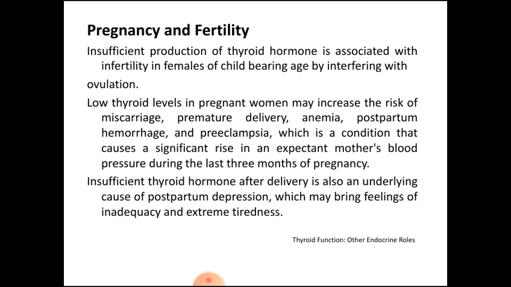So in the next slide, pregnancy and fertility. What is the relation between pregnancy, fertility, and the thyroid gland? Insufficient production of thyroid hormone is associated with infertility in females of childbearing age by interfering with ovulation. Low thyroid levels in a pregnant woman may increase the risk of miscarriage, premature delivery, anemia, postpartum hemorrhage, and preeclampsia, which is a condition that causes a significant rise in the expectant mother's blood pressure during the last 3 months of pregnancy.